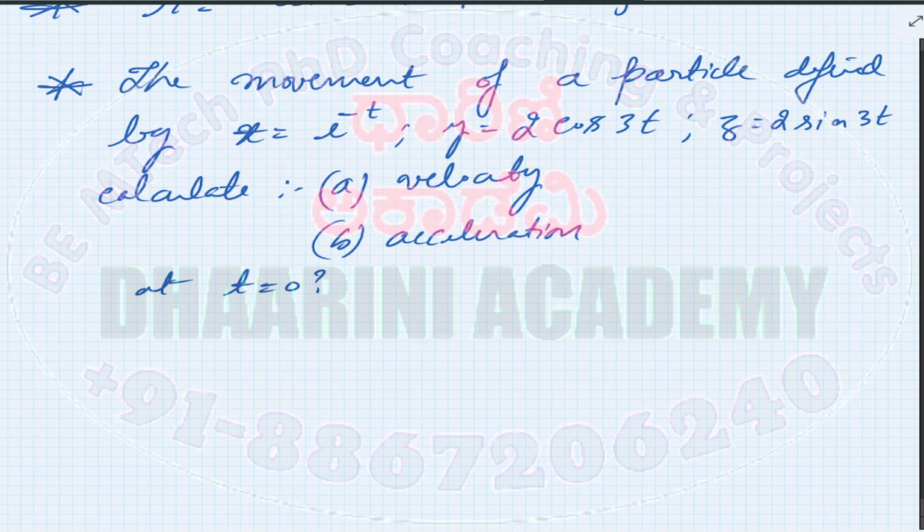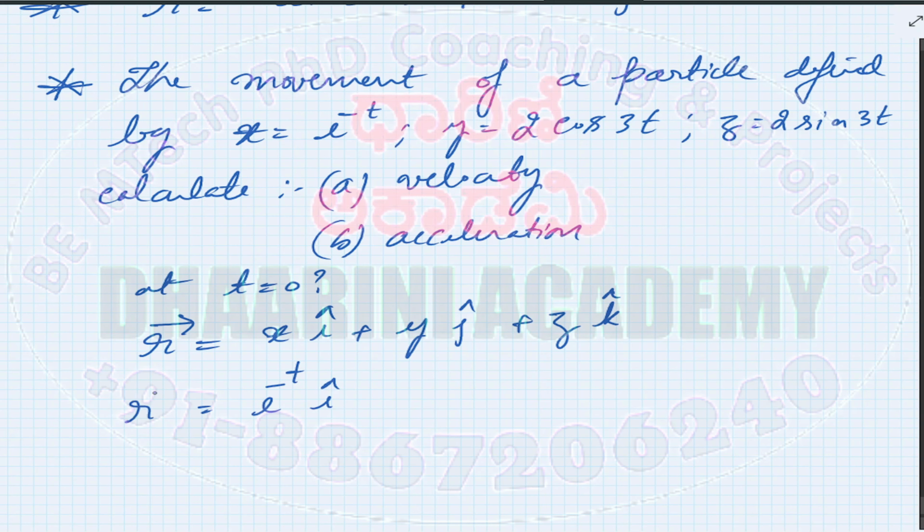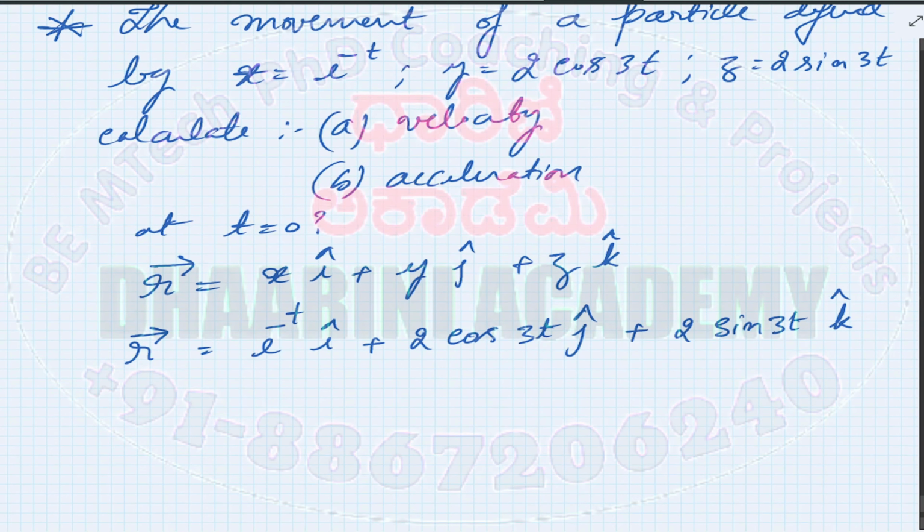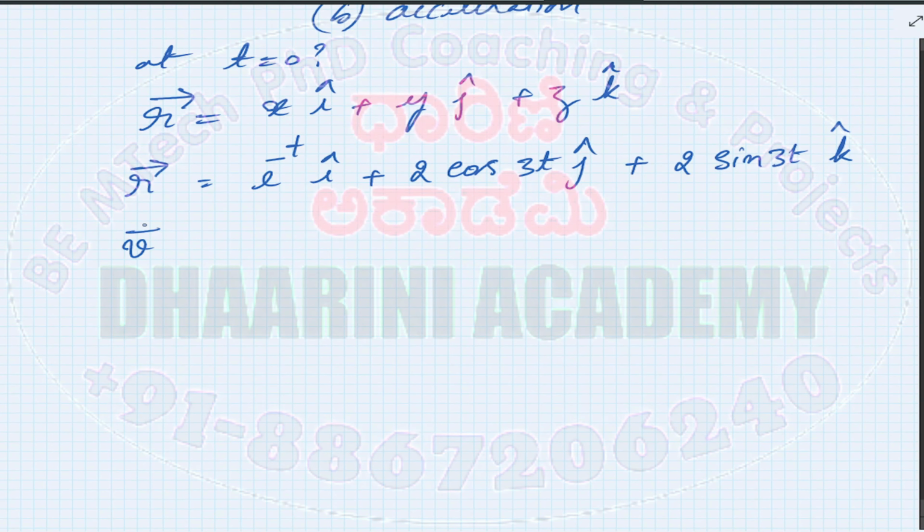So what I am supposed to do now, I need the vector first. So let's create the vector r, which is nothing but x into i cap plus y into j cap plus z into k cap. So what is that? x is nothing but e to the minus t into i cap. This is the position vector, plus y is 2 into cos 3t into j cap, plus last term 2 into sin 3t into k cap. So we have the term present with us. Now let us try to write the velocity. First we'll write the velocity, then we'll write its acceleration.